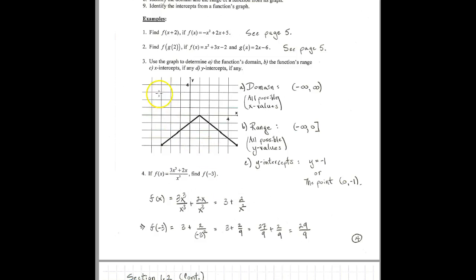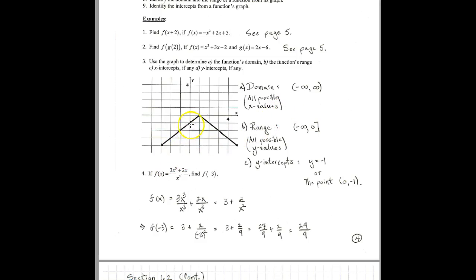Okay. In our third example here in section 1.2, we want to use the graph to determine A, the function's domain, B, the function's range, C, the x-intercepts, if any, and D, the y-intercepts, if any. So the domain of any function is all possible x values. And when you're not given a set domain, you just have to look at it and say, well, what possible x values work for this function?